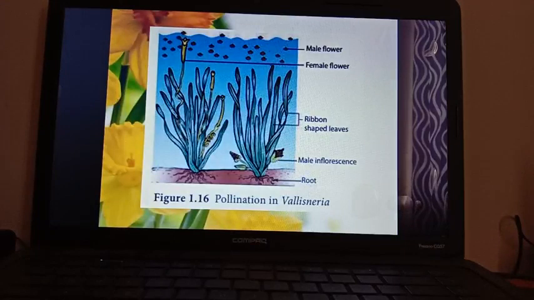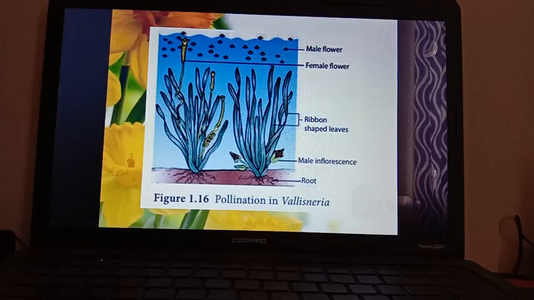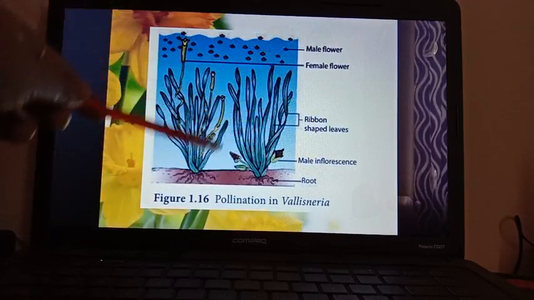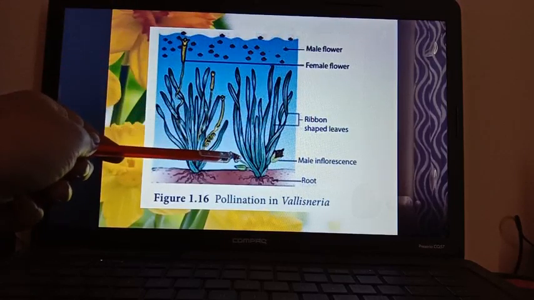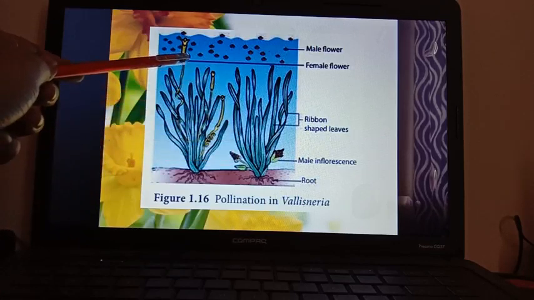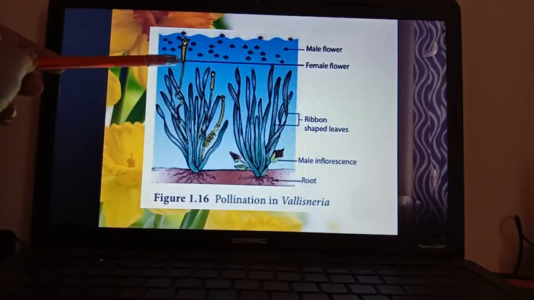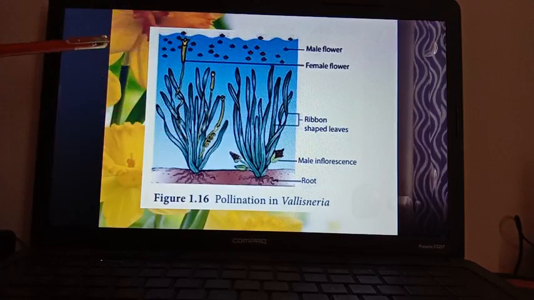Here you can see the pollination process in the flower of Vallisneria. You can see the pollination among the flowers, between the male flowers and the female flowers. This is the male plant, this is the female plant. The male flowers are submerged in the water, while the female flowers have a long stalk and float on the water surface.